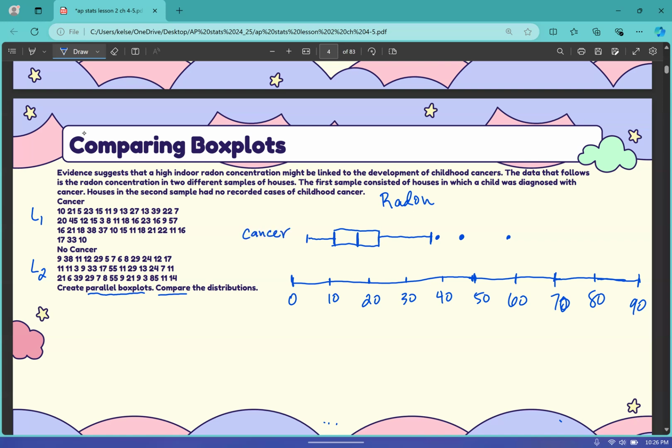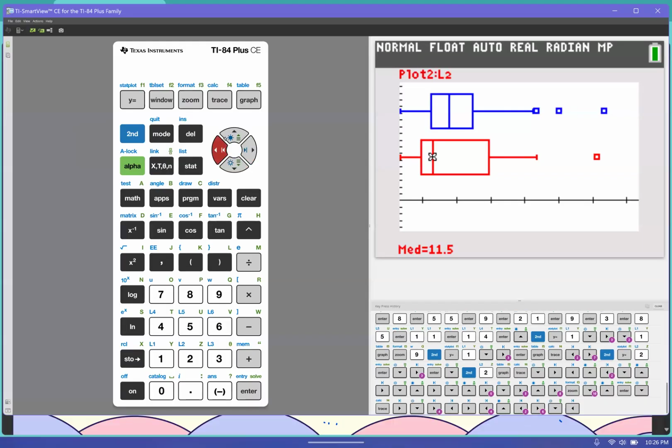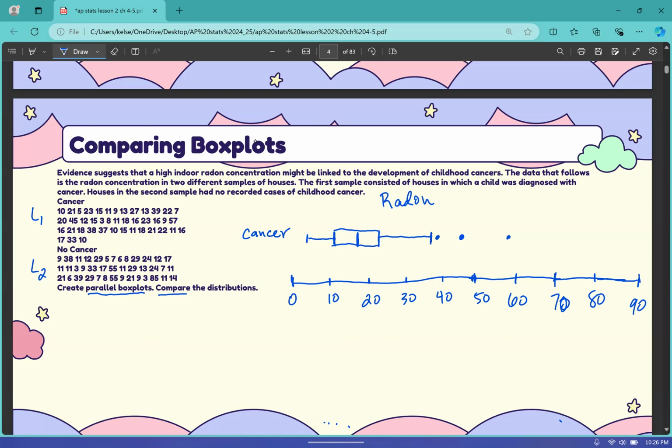Okay, and now we got to go do the homes without cancer. So down here, our minimum was also 3. Q1 is 8.5, 11.5, and 26.5. So 3, 8.5, 11.5, and then 26.5. So look at this box here.